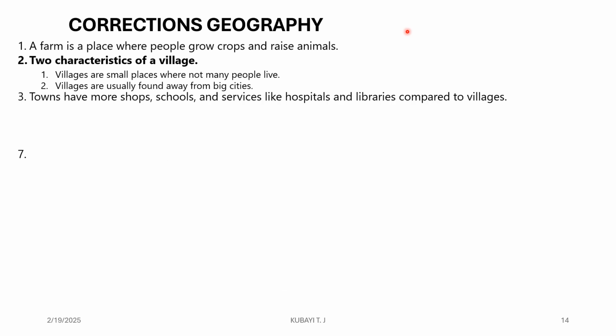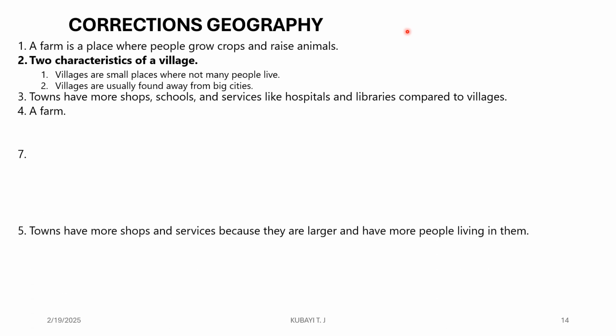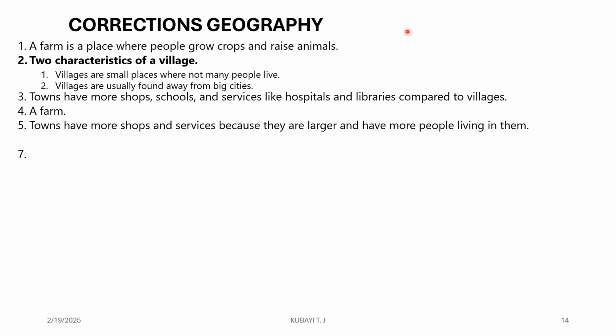Towns have more shops, schools, and services like hospitals and libraries compared to villages. A farm. Question number 5. Towns have more shops and services because they are larger and have more people living in them. Number 6. In a village, people often know each other well and help each other out.